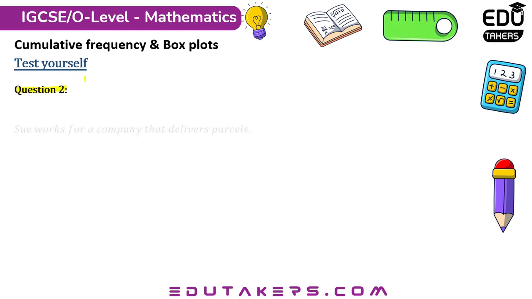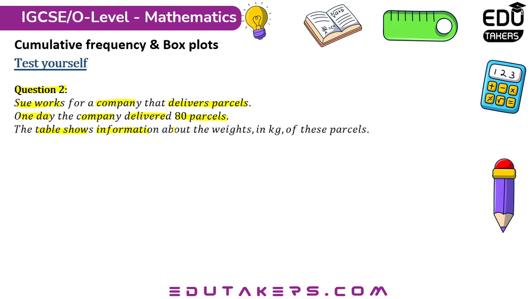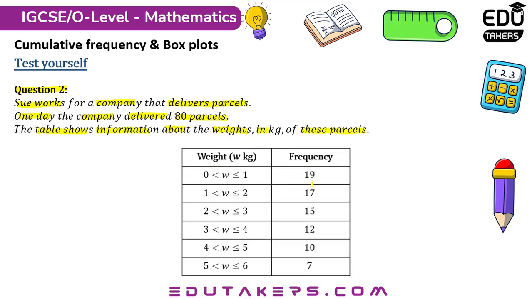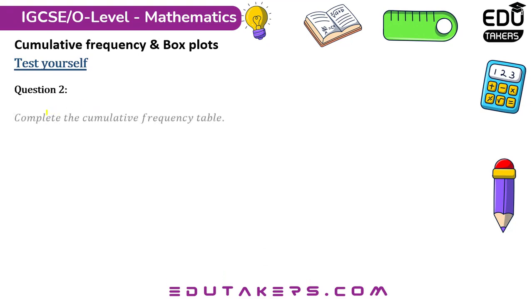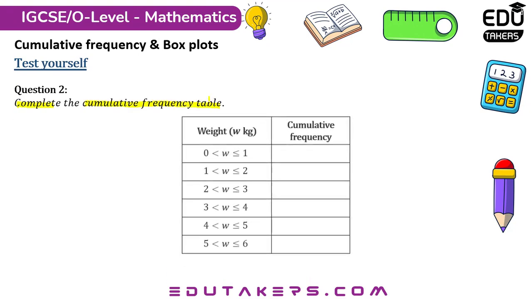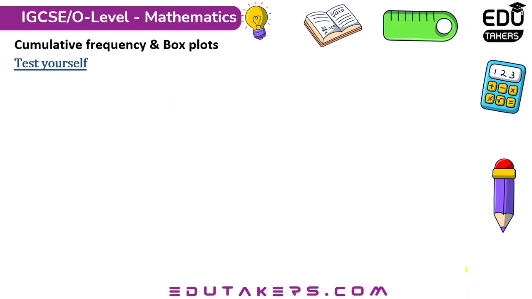Question number 2. Sui works for a company that delivers parcels. One day the company delivered 80 parcels. The table shows information about the weights in kg of these parcels. Weight is given and frequency. Complete the cumulative frequency table. It's a 1 mark question.